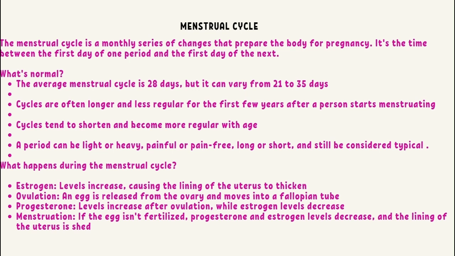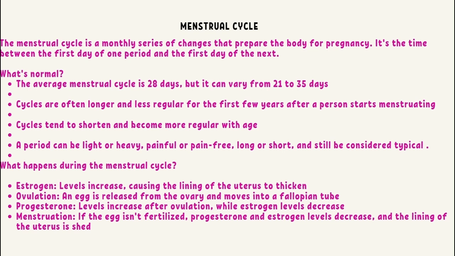But when that doesn't happen, the opposite happens. The progesterone levels increase after ovulation while estrogen levels decrease. Then if the egg isn't fertilized, progesterone and estrogen levels decrease, and the lining of the uterus is shed. So that's what comes off as blood at the end of the day.